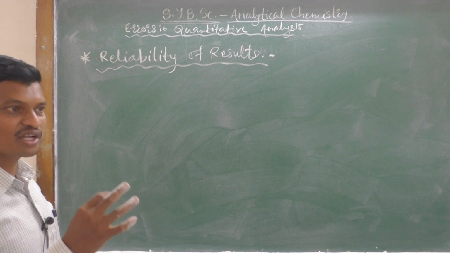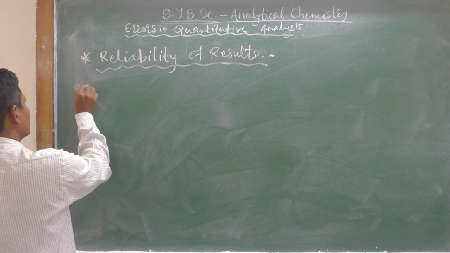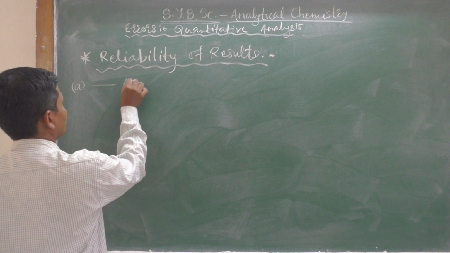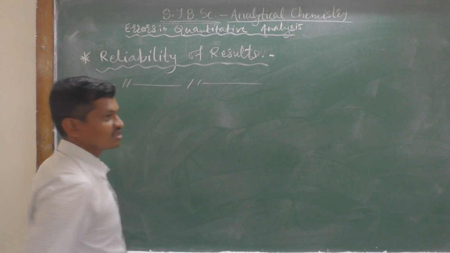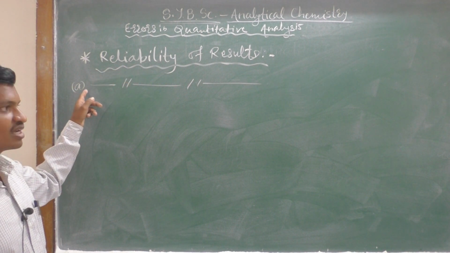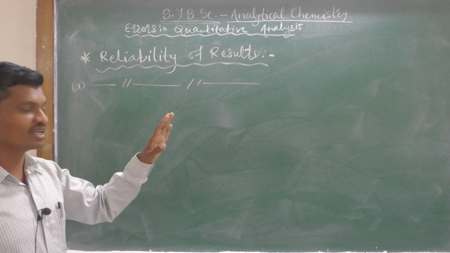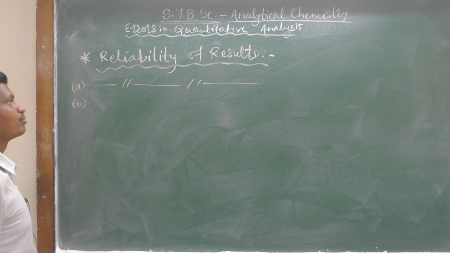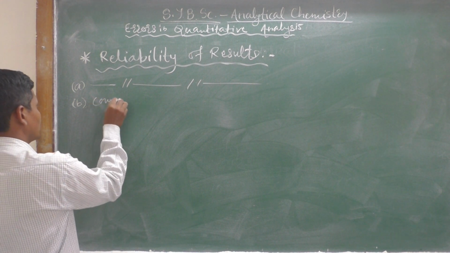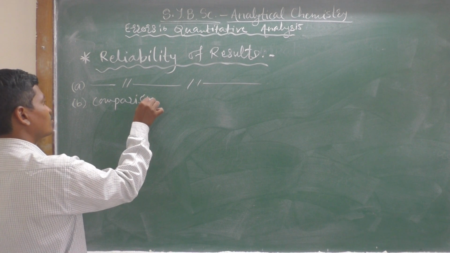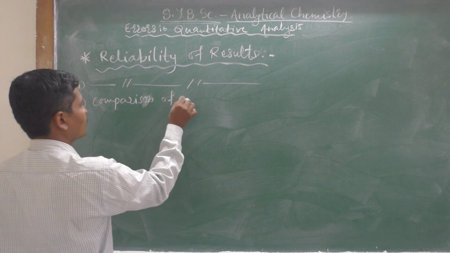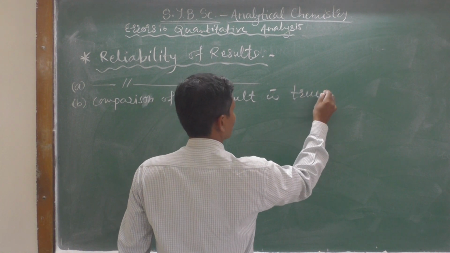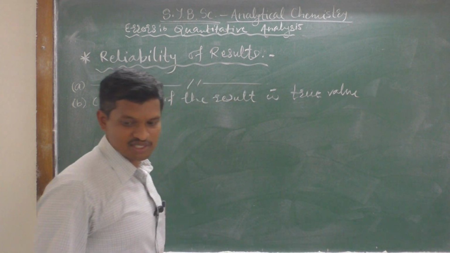Analysis of the result can be considered into two main categories. The first one is the reliability of the result, and the second one is comparison of the result with true value.